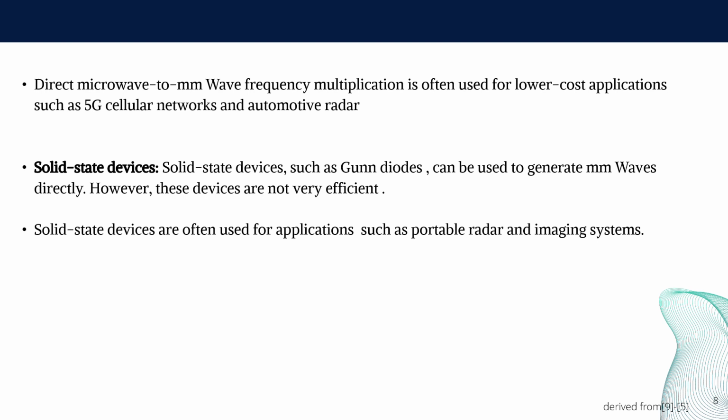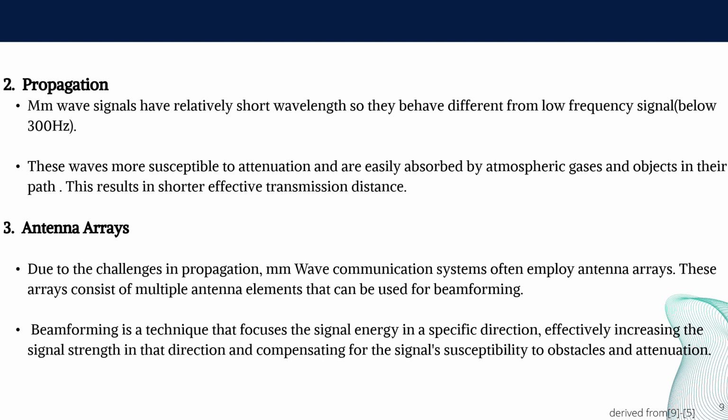The third method is solid state devices. The solid state devices mainly include Gunn diodes and impact diodes, and in this method they can directly generate the millimeter waves. However, these devices are not very efficient. So the solid state devices are mainly used in applications such as portable radar and imaging systems.